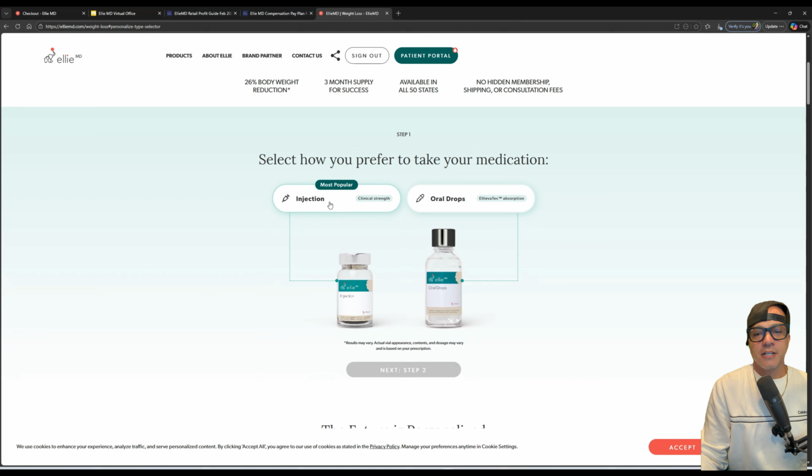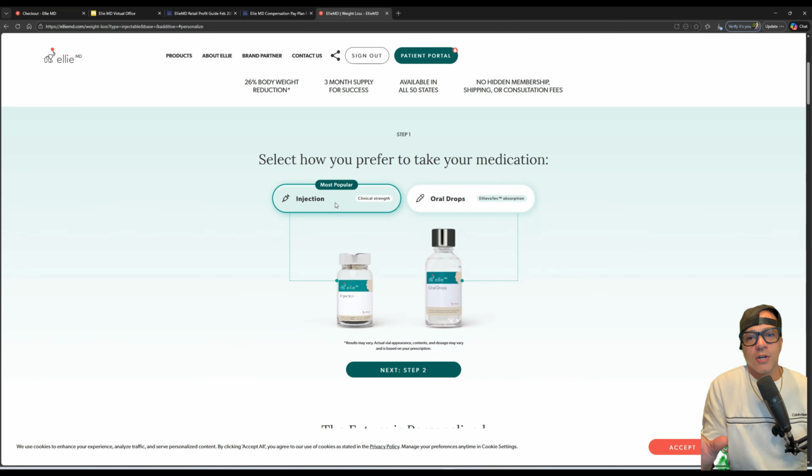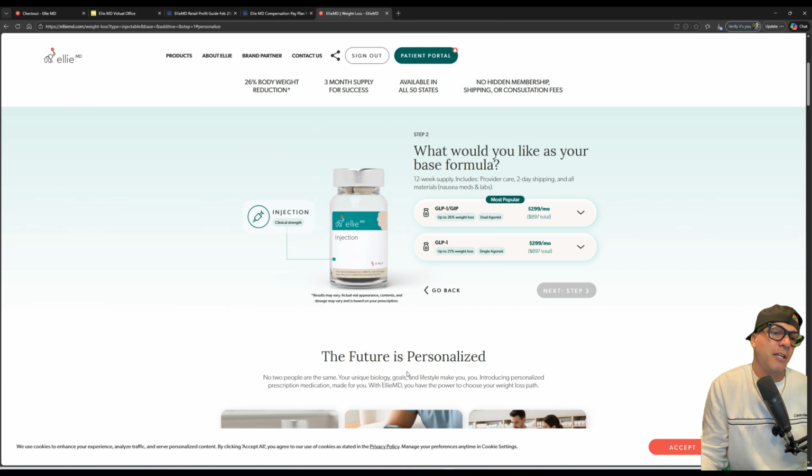Always select injection. And there's a few reasons for this, all right? Bioavailability when you select oral drops is down in the 1 to 2%. And there's a lot of enzymes in that gut that are going to break down those oral drops, those oral GLPs. We always recommend the injection. That way bioavailability is north of 90% because you're bypassing all those enzymes that are in the gut that will break down GLPs. So we're going to select injection here, go to the next step.